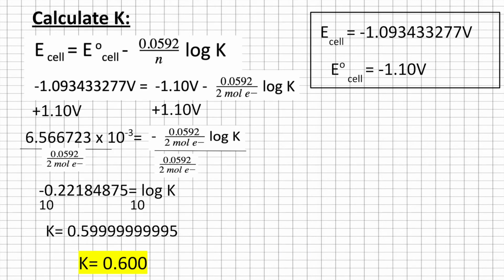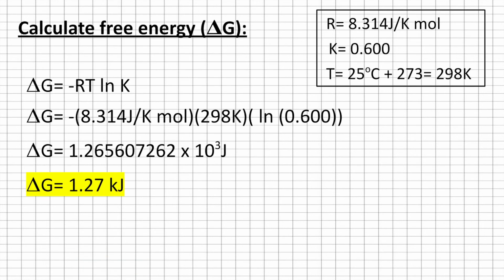Now we proceed to calculate K using the Ecell and E0 cell values that we just calculated. After adding 1.10 volts to both sides and dividing by 0.0592 over 2 moles of electrons on both sides as well, we have log K equals negative 0.2218. And to solve for K and to undo the base 10 log, we will take 10 to the power of. Our final answer is K equals 0.600 in 3 significant figures.